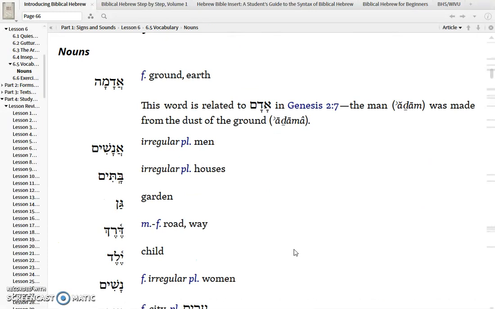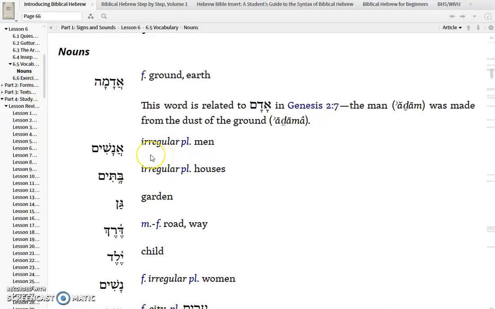A little bit about the vocabulary. You have adamah, the word for ground or earth. This appears in Genesis 2:7, where there's a little bit of a paronomasia or wordplay, that God formed Adam from the dust of the adamah. Adam and adamah being a bit of a word play.